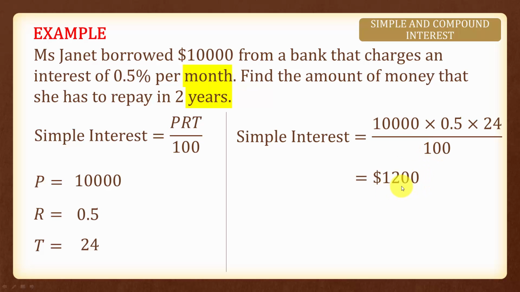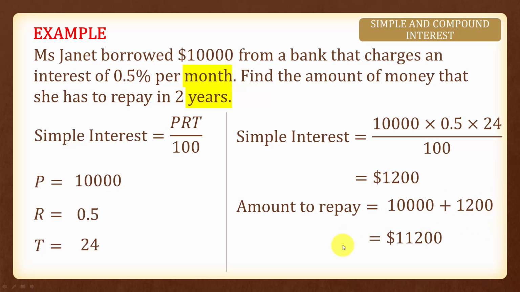Applying the formula, simple interest is equal to 10,000 times 0.5 times 24 over 100, which is equal to $1,200. Now, the amount that she has to repay in 2 years will be the amount that she borrowed, which is $10,000, plus the interest that has incurred, which is $1,200. And the final amount that she has to repay is $11,200. For this question, you can also change the interest rate to years by multiplying 0.5 by 12 instead, and we will just leave the 2 years as it is. You will also get back the same answer.